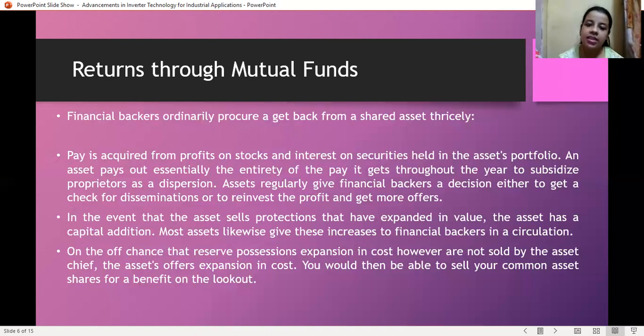If the fund sells securities that have increased in value, the fund has a capital gain. Most funds likewise give these gains to investors in the distribution. Agents who are giving you or telling you the process, for people who don't know the process of mutual funds, a part of the return, a part of the profit will be given to them as a token of brokerage. This will be from the return in case they are getting the return. So if you're applying through agents, then definitely you'll get a return.